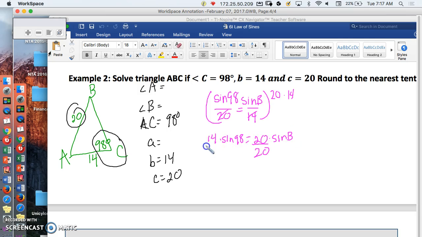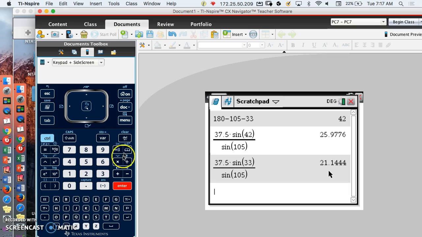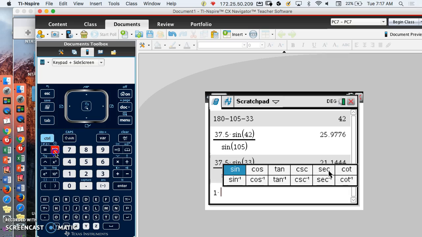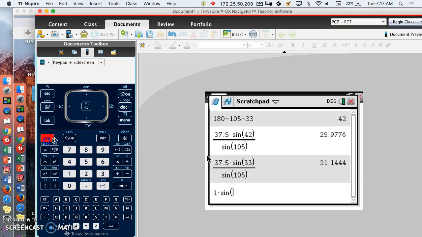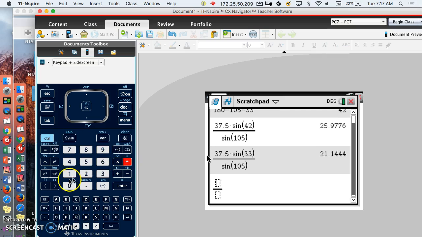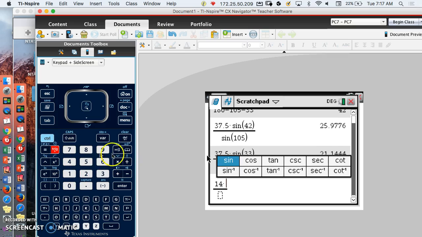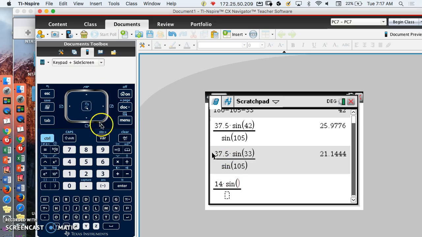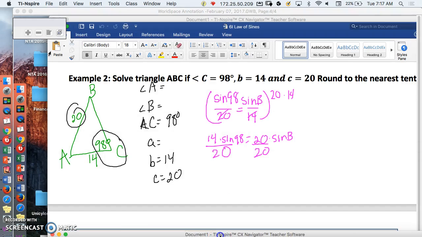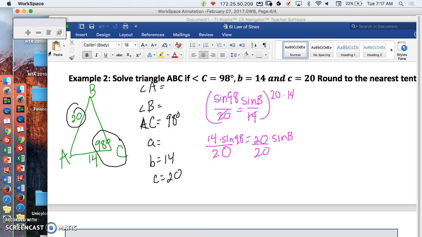If we divide by 20, we have 14 times the sine of 98 divided by 20. Make sure, yep, so we have 0.69. So the sine of b equals 0.6931, and then we're trying to find the angle, so we have to use that inverse.